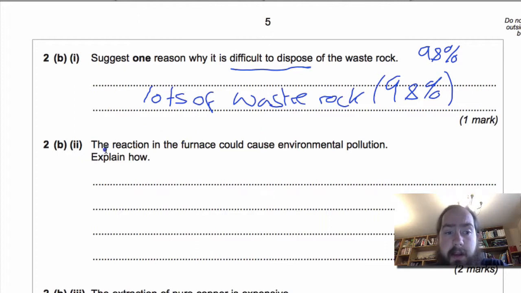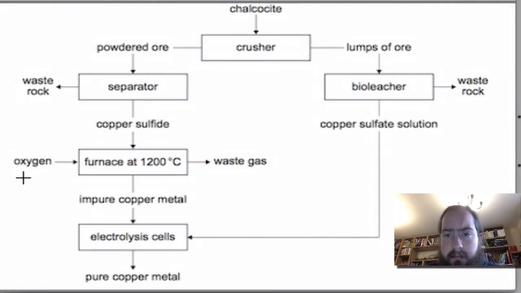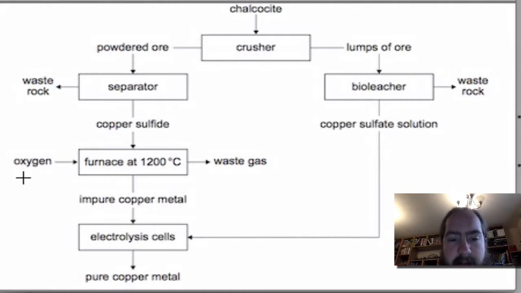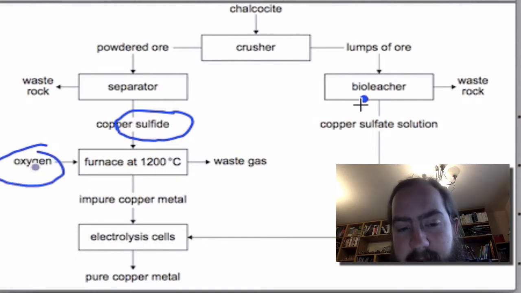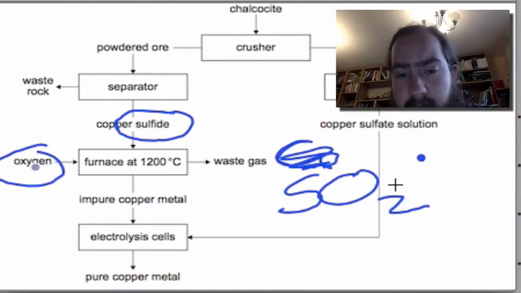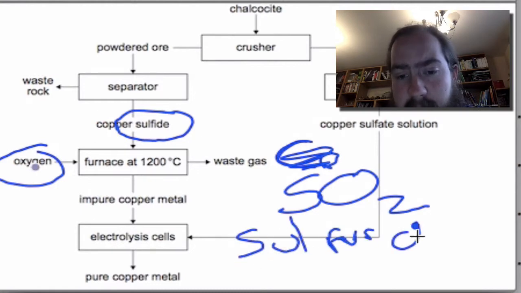Second part of the question. The reaction in the furnace could cause environmental pollution. Explain how. Now this goes back to the diagram that we had earlier. Where is this environmental pollution coming from? It's going to be coming from this furnace here. You've got oxygen going in, reacting with the copper sulfide and producing a waste gas. The waste gas that you're going to make is SO2, because it's sulfur and oxygen reacting together. The sulfur from the sulfide and the oxygen from the oxygen are adding to make SO2, which is sulfur dioxide.